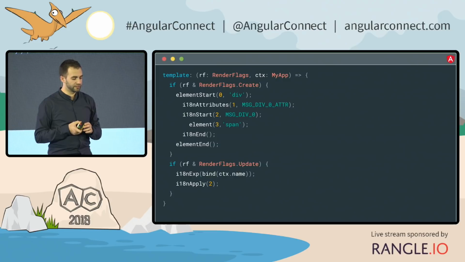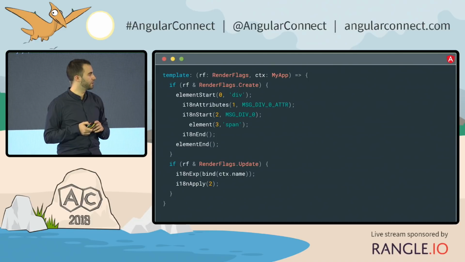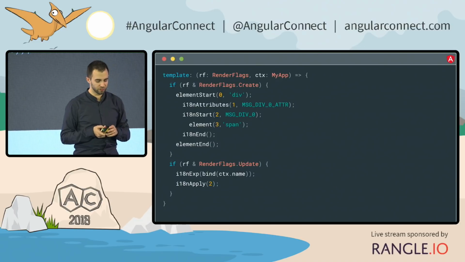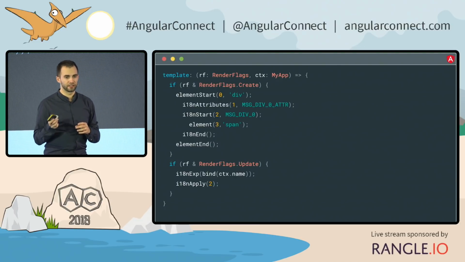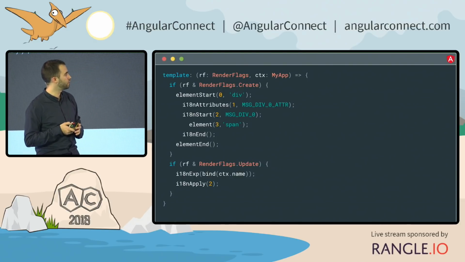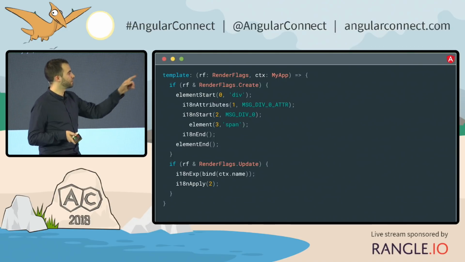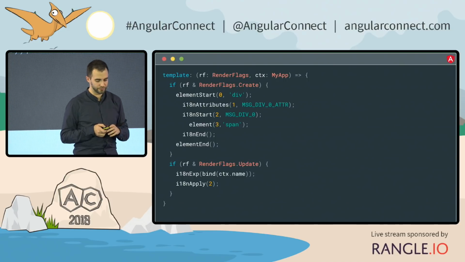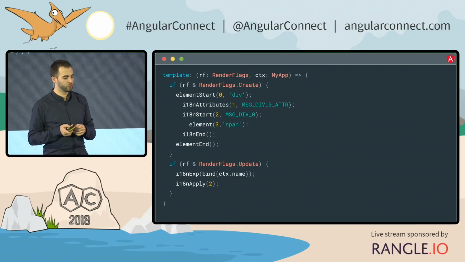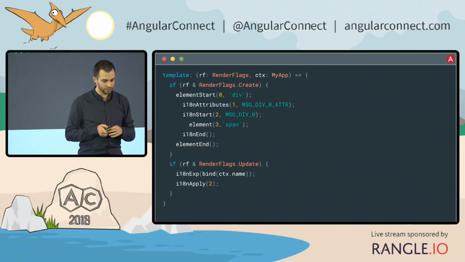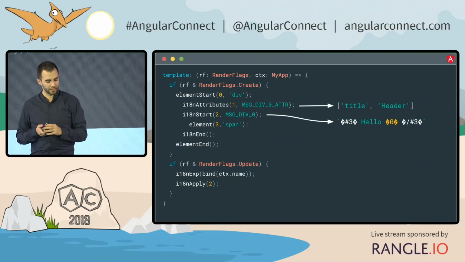And then in the update phase, we run this instruction called i18nExp, which will check if your binding has changed. It's similar to what was used without translations. And it will put a flag, and then when i18nApply runs, we know if we need to update the content of your template or not. And i18nApply matches the index 2 here, which matches the i18nStart above. And you can see that i18nAttributes and i18nStart have these message constants that are passed. And they look like this.